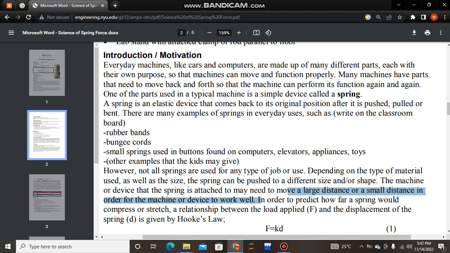In order to predict how far a spring would compress or stretch, the relationship between the load applied and the displacement of the spring is given by Hooke's law.